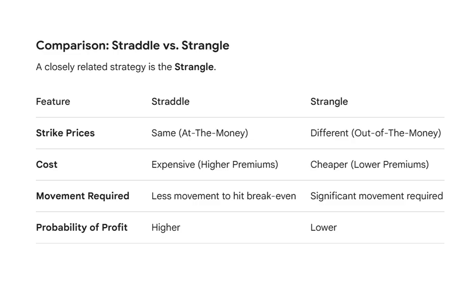Comparison: straddle versus strangle. A closely related strategy is the strangle. Strike prices: straddle, same, at the money. Strangle, different, out of the money. Cost: straddle, expensive, higher premiums. Strangle, cheaper, lower premiums. Movement required: straddle, less movement to hit break-even. Strangle, significant movement required. Probability of profit: straddle, higher. Strangle, lower.